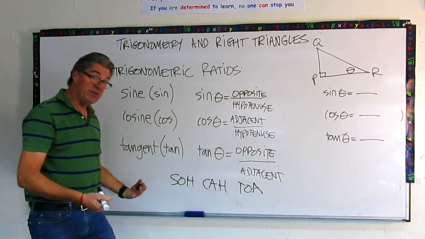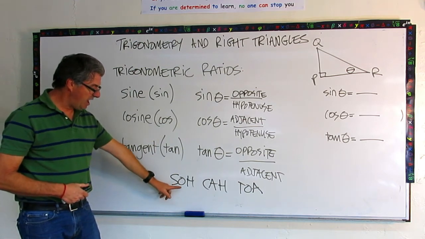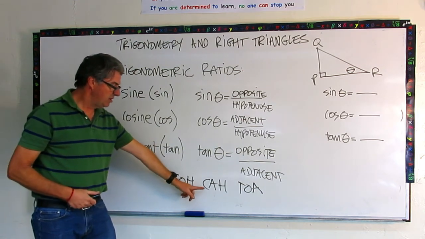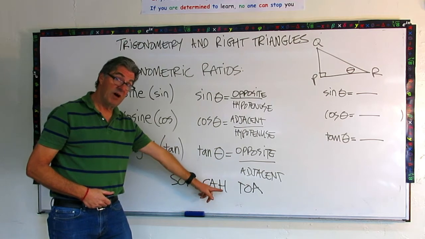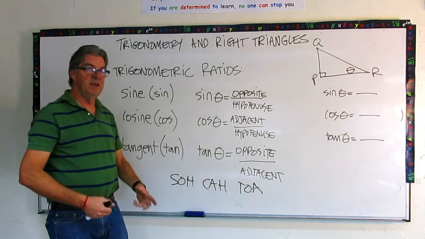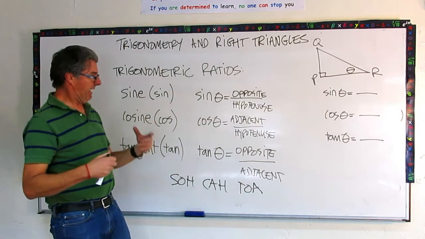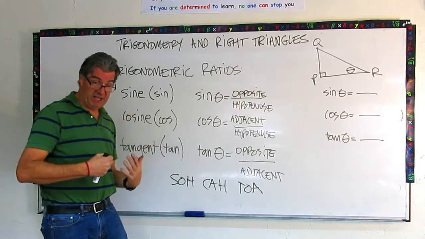SOHCAHTOA helps you remember like this. Sine is opposite over hypotenuse, cosine is adjacent over hypotenuse, and tangent is opposite over adjacent. Okay, so you're probably going, whoa, you're defining all these ratios, but I don't get it. How does it relate to geometry?